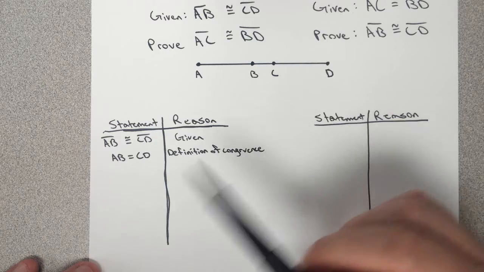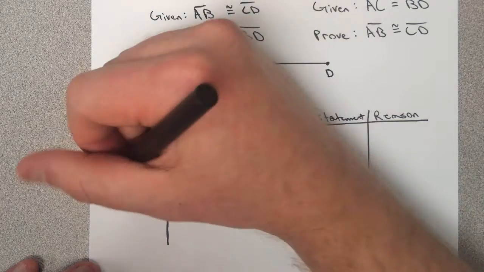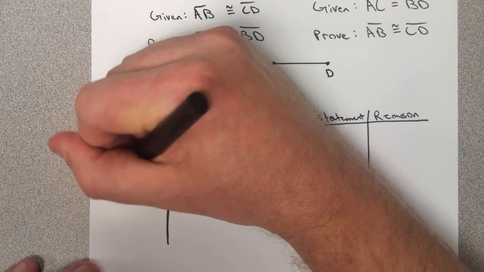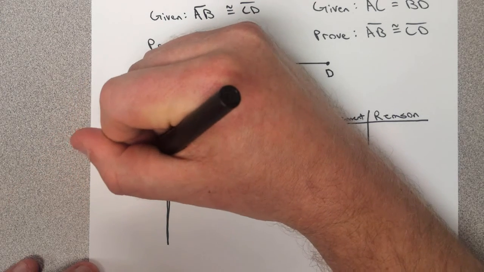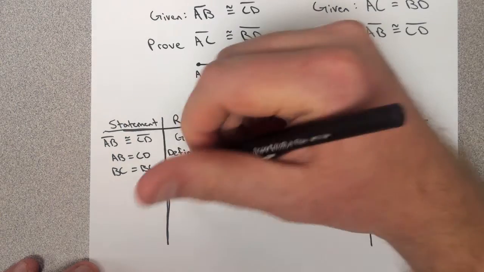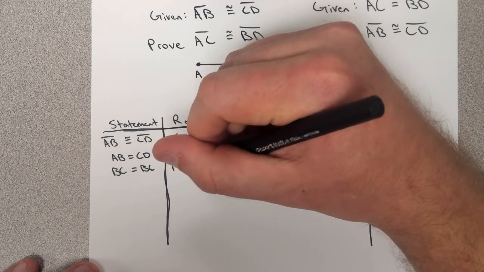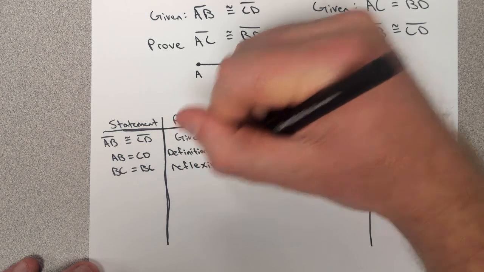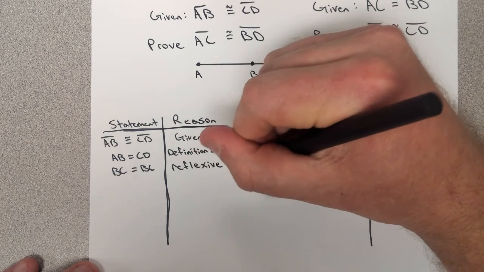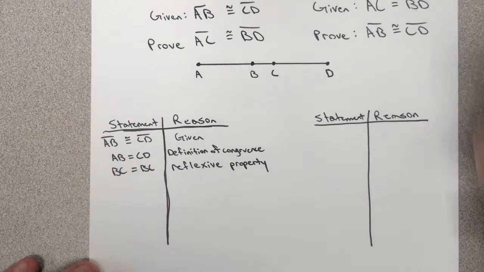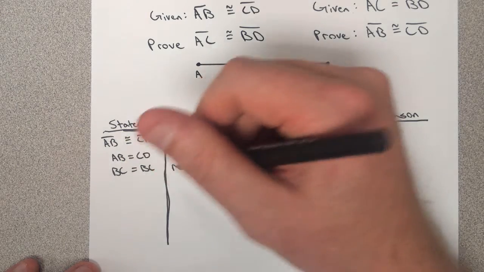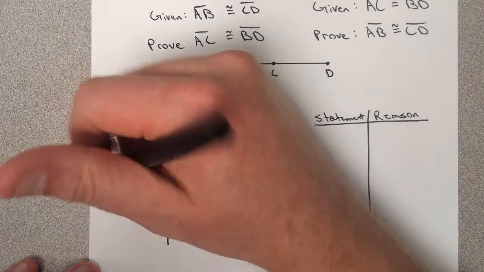Now we should make a little statement to say that this middle segment, BC, is equal to itself. This is the reflexive property: the measure of a segment is going to be equal to itself. We're just making that statement because we're going to add it to both sides.